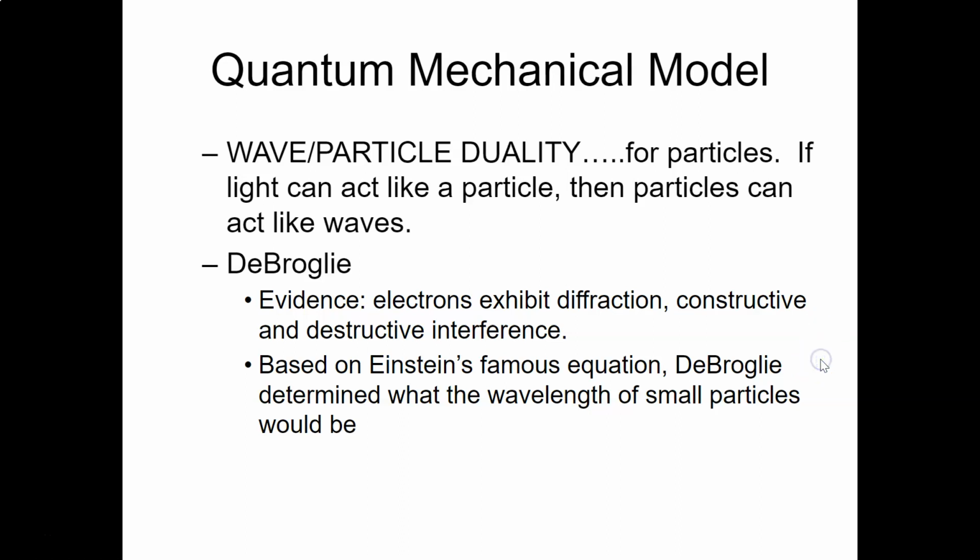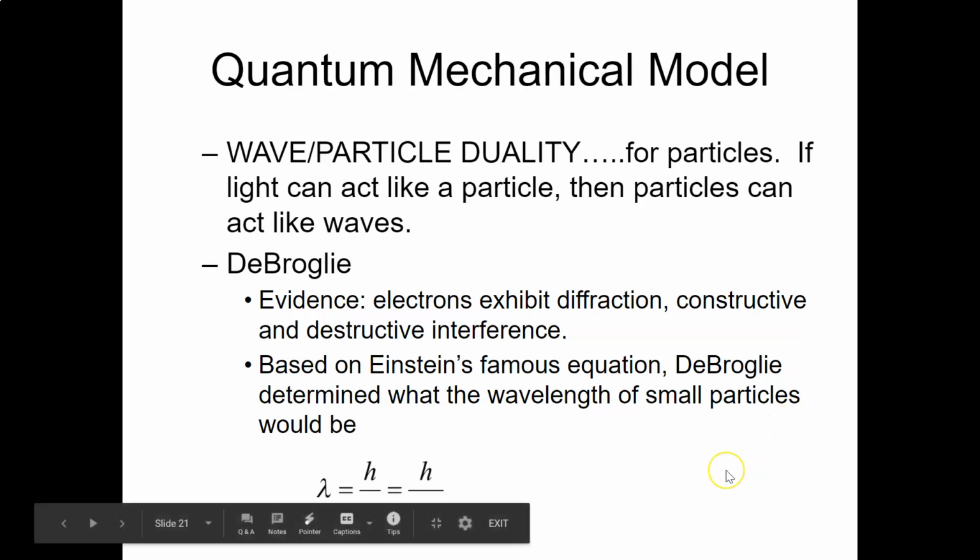So the de Broglie equation is this one. The wavelength is equal to Planck's constant, h, divided by the momentum, or mass times velocity. So how would we use that?